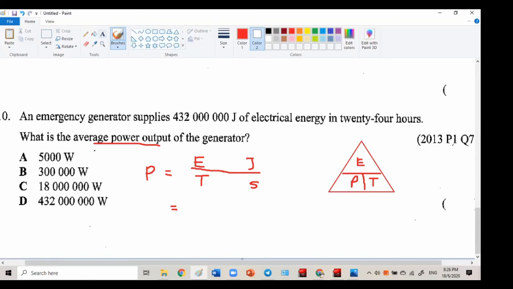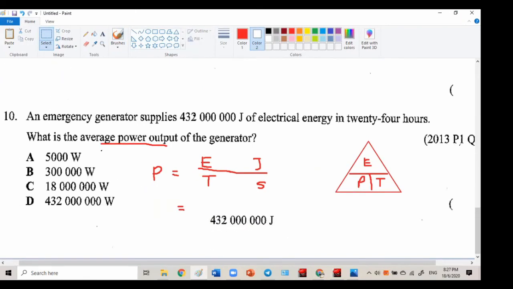So what do I write? Power is equal to energy divided by time. Energy must be in joules. Do I know this? Yes. Do I know the time? Be careful, 24 hours. This needs to be converted. They always trick people in this type of question. So what must we do?